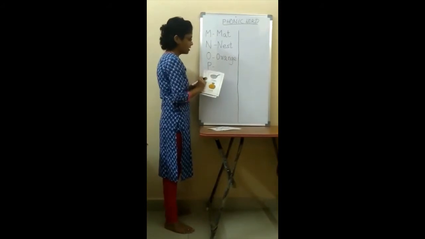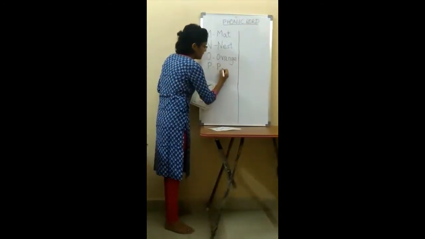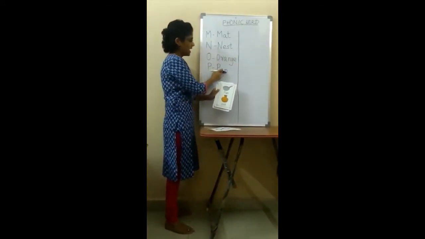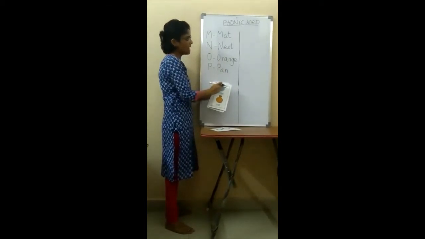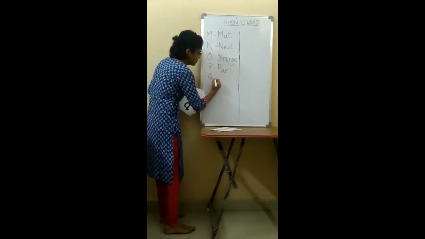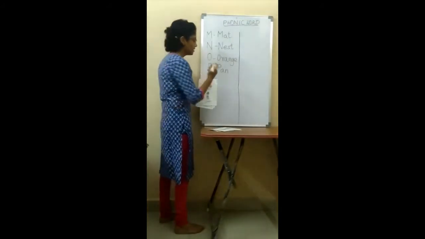P for pan. P A N, pan. The next letter is Q. What is Q for? Queen.